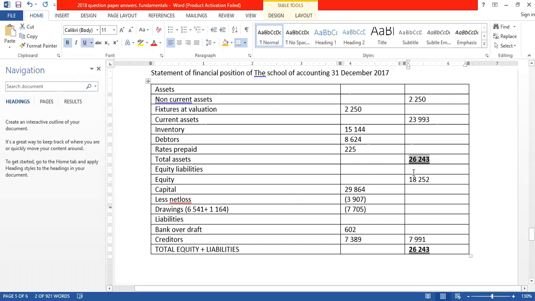So do we have any other questions? And because these are our final amounts, those are the amounts that you are looking for, so you have to double underline them.